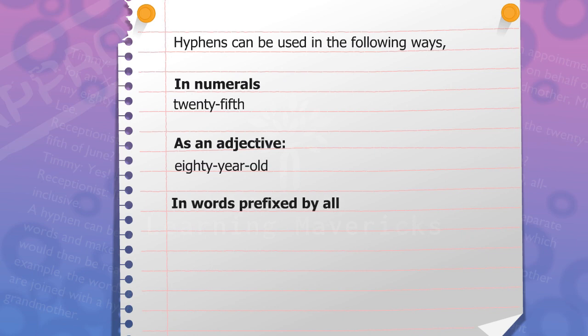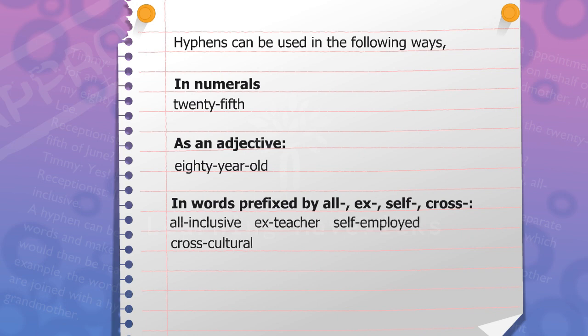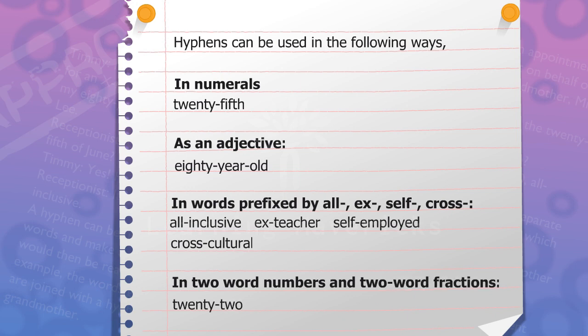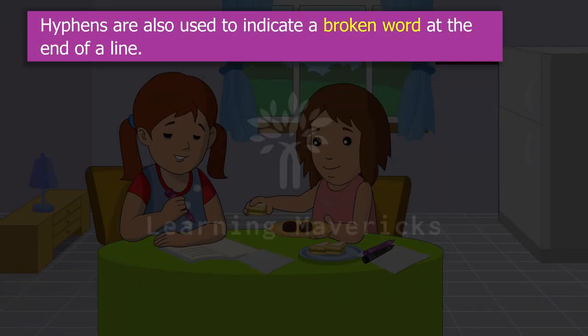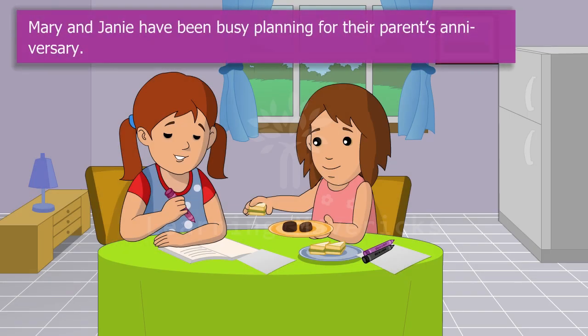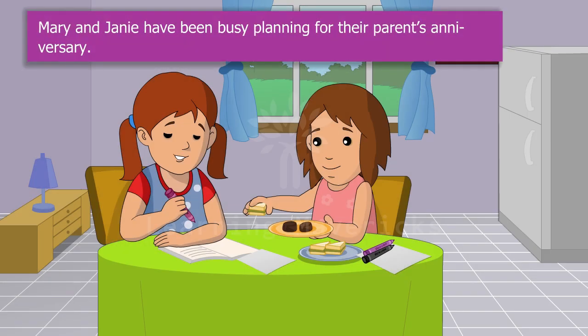In words prefixed by all, ex, self, cross, for example, all-inclusive, ex-teacher, self-employed, cross-cultural. In two-word numbers and two-word fractions, for example, 22, 1/4. Hyphens are also used to indicate a broken word at the end of a line. For example, Mary and Jane have been busy planning for their parents' anniversary.